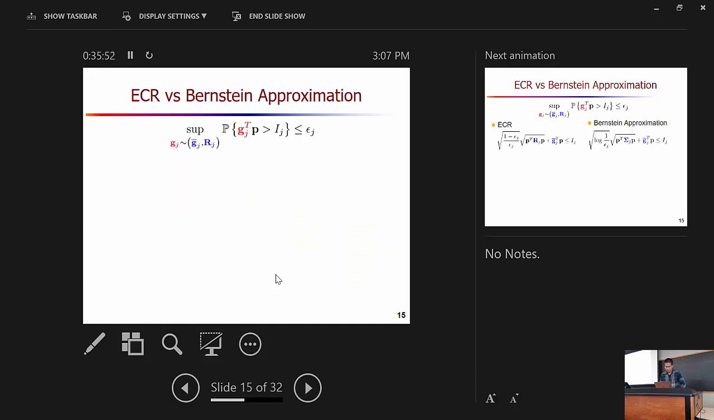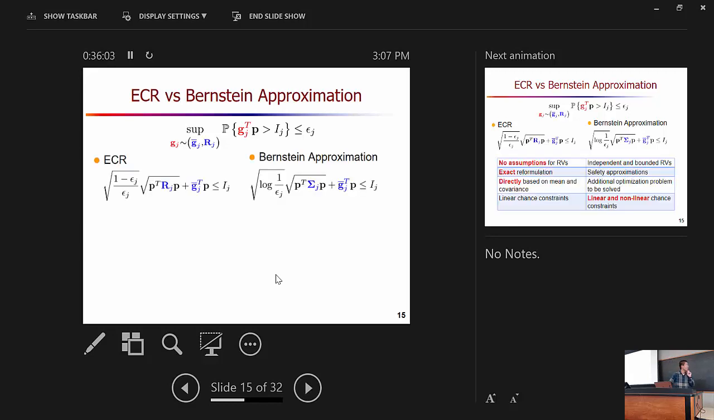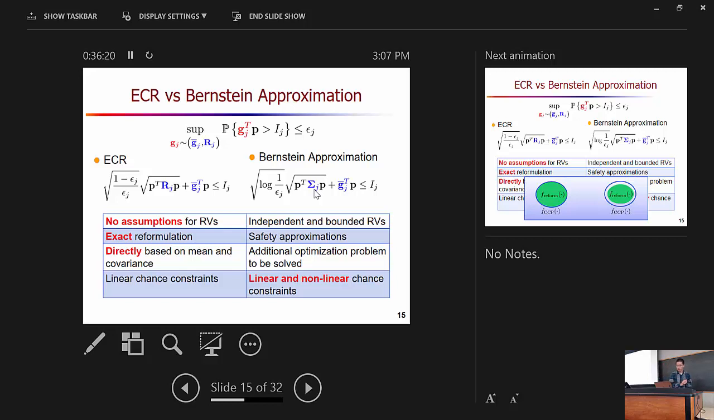Alright, so there actually exists a state-of-the-art approach. If you read the papers previously, they all use what they call Bernstein approximations. Let's do a quick comparison. For our ECR, you have the left one. For the previous paper, they have the right one. They are quite similar, I would say, except for what is included in the square root and the sigma parameter. There are three advantages and one disadvantage compared with them.